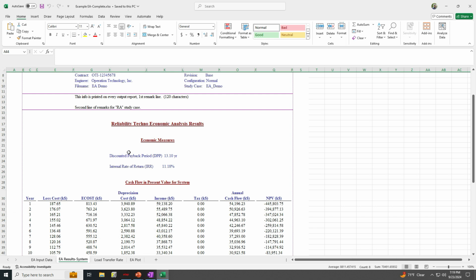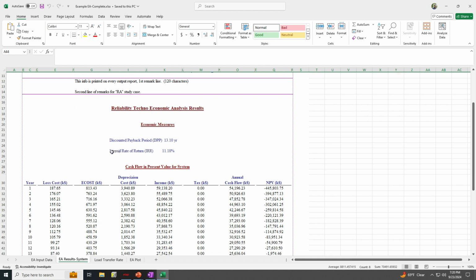One is the discounted payback period, which is also called DPP. The discounted payback period actually accounts for the total of the years that it takes for the income to be equal to all the costs of the system. Actually, it's showing the time that the net present value of the system becomes zero. So we can see that after 13.1 years, the net present value of the system becomes zero, and it starts to be profitable after that.